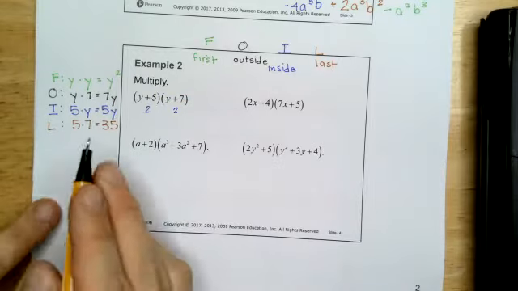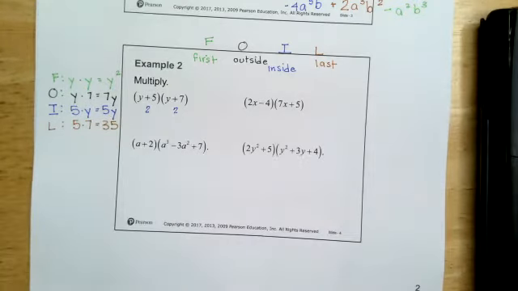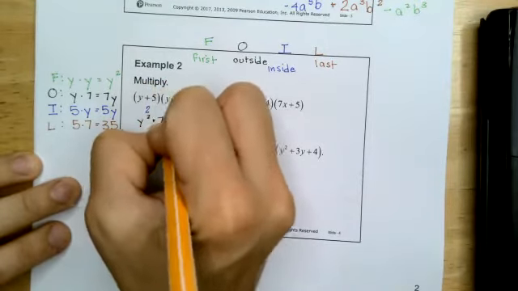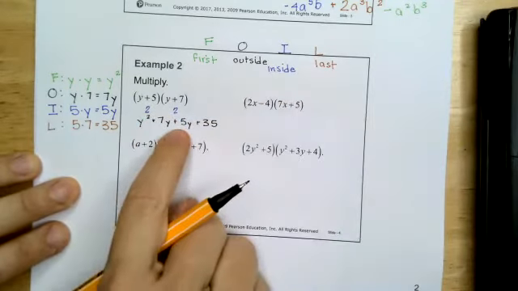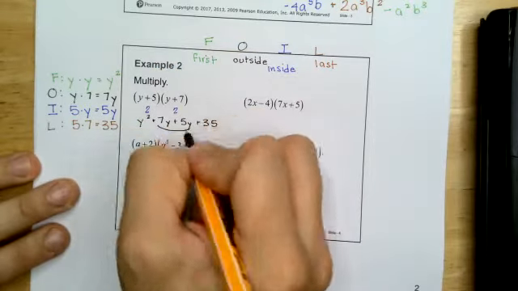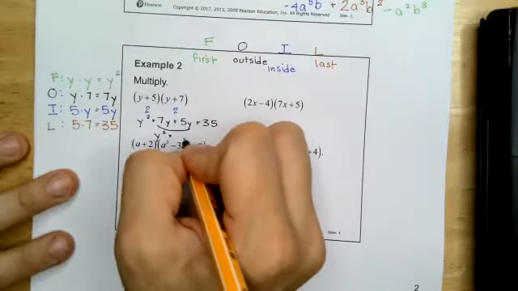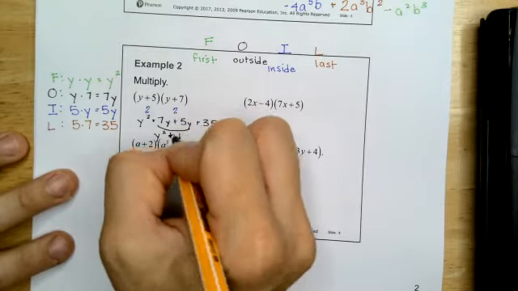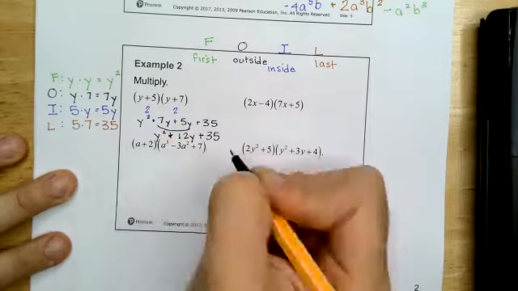Good. So then you just take your FOIL and you add them all together. That is y squared plus 7y plus 5y plus 35. Again, these would be subtraction signs if any of those terms were negative. And then you can simplify 7y and 5y. So that's y squared plus 12y plus 35.